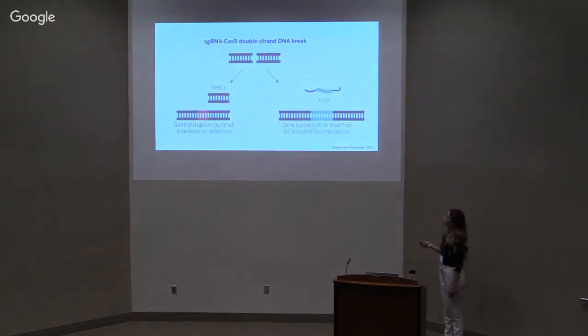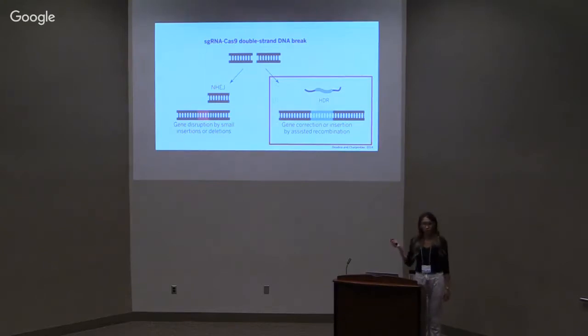Once that happens, endogenous repair systems begin to act, and there are a couple of different ones. The one on the left is non-homologous end joining, which is more prone to having mutations occur. The one we want to look into more is homologous recombination, shown on the right. Homologous recombination uses a sister chromatid as a template to repair the broken DNA.